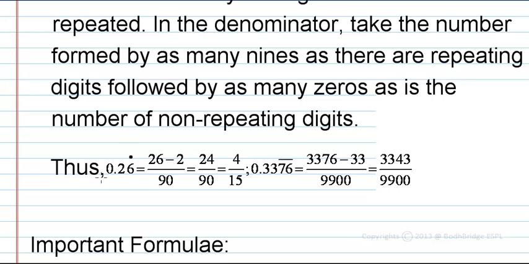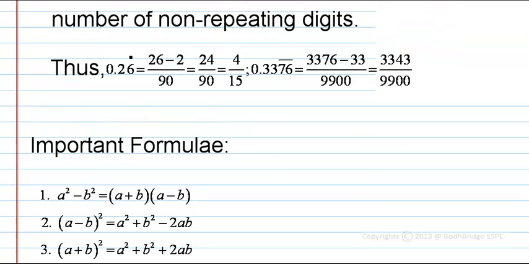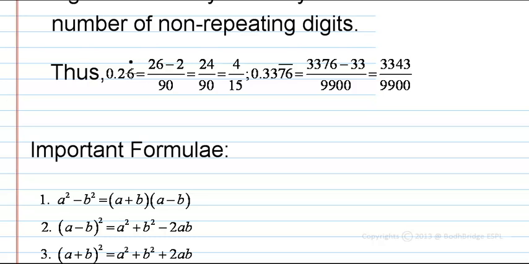First, for 0.26, you are going to take the value after the decimal point, that is 26, the whole value. So 26 minus the value which is non-recurring, that is 2. 26 minus 2, divided by... see, in the numerator, take the difference between the number formed by all the digits after the decimal point and that formed by the digits which are not repeated. So we take the whole value after the decimal point minus the non-repeated value.